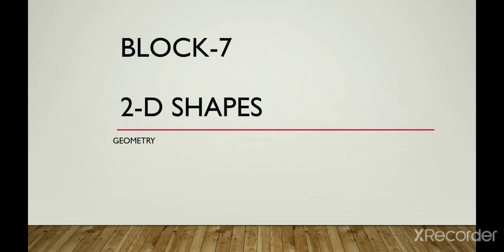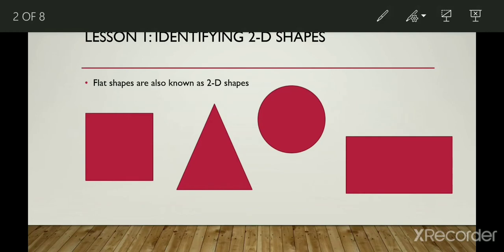We can find shapes in buildings, road signs, food, people, and so on. Just try to name a few shapes. Yes, like square, triangle, circle, and rectangle. So these all four shapes are 2D shapes. Okay? Now what are 2D shapes? All the shapes which are flat, just like a paper, are called 2D shapes.